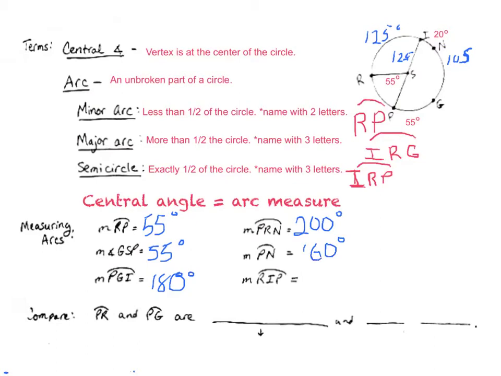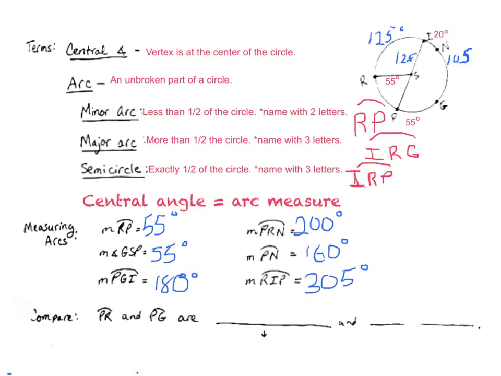And then I have arc, for fun here, RIP. I have to go the long way, RIP. Another way of doing this is all the way around the circle, 360 degrees, from R to I to P. If I just subtract this 55 out of the 360, I'm left with RIP. I don't have to add every little bit up. So take 360 minus 55, and if I'm correct, we're left with 305.